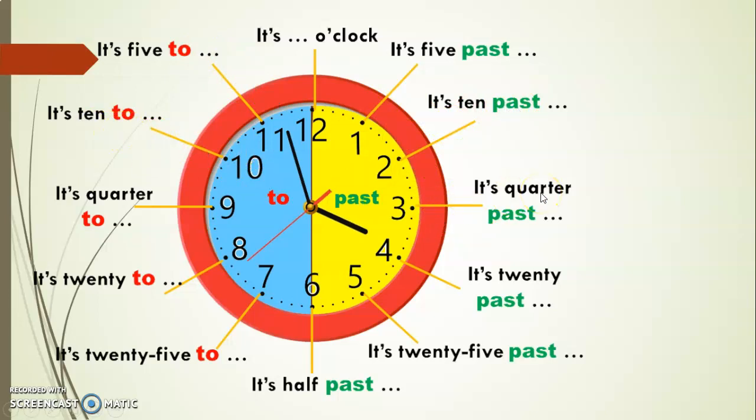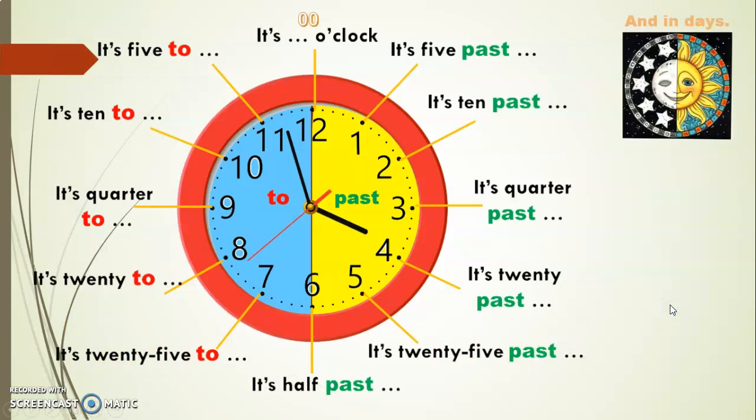3 is quarter past, 9 is quarter to. 4 is 20 past, 8 is 20 to. 5 is 25 past and 7 is 25 to. This is in the analog clock. And in our day, we can say that the past part is for the light, for the sun, and the to part is for the night, for the moon.